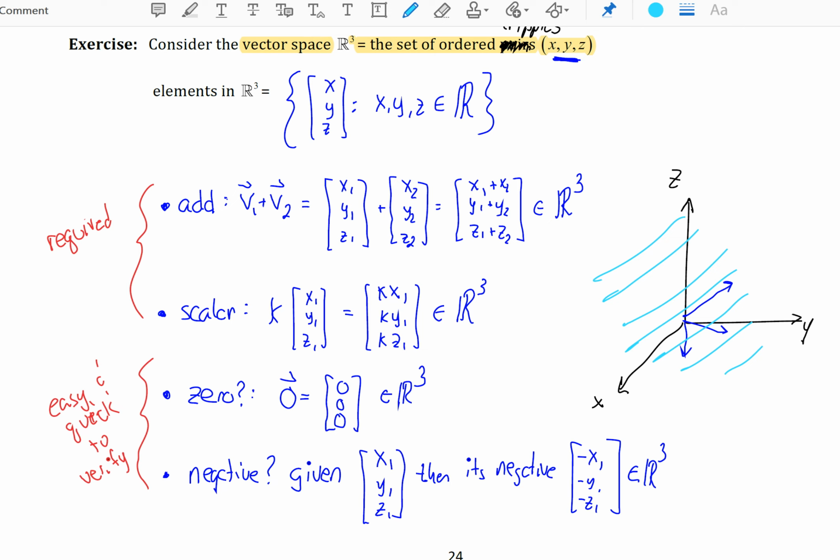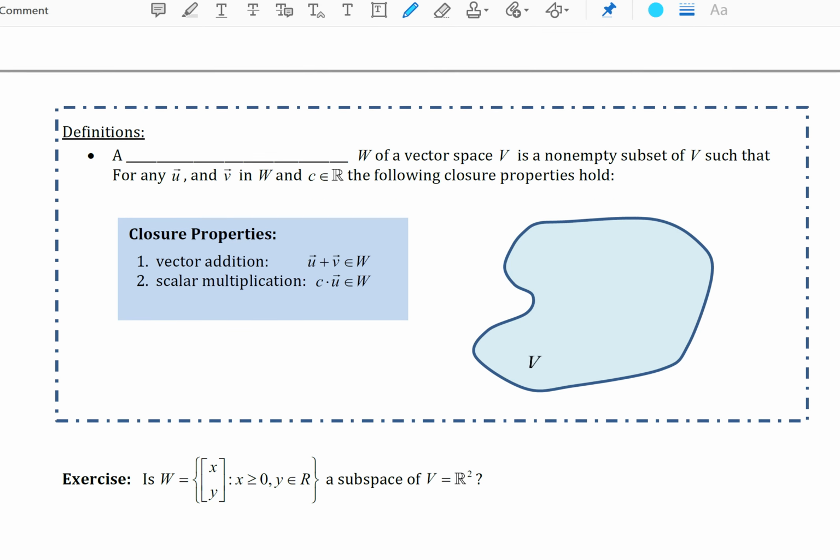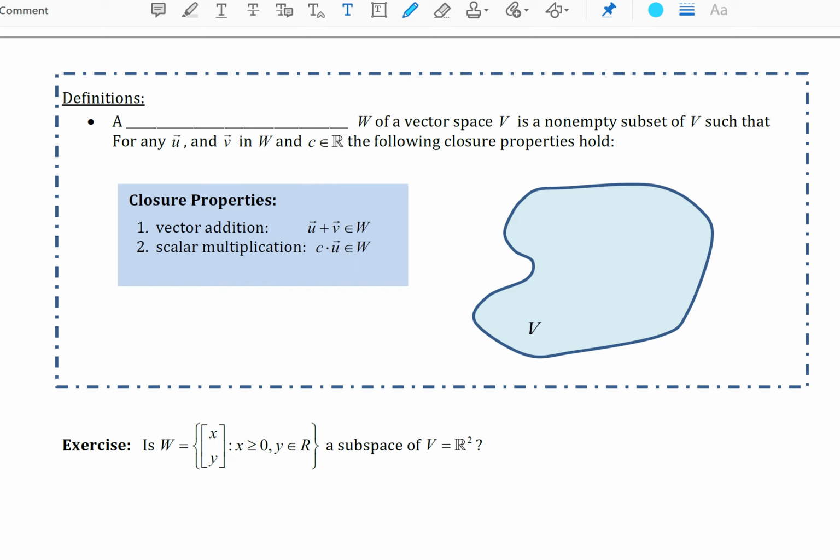Okay, I'd like to practice some more vector spaces with you still, some other types of vector spaces. But before I get there, I want to move on and introduce the idea of a subspace. So here we go. A subspace. We usually use the letter W to represent a subspace.